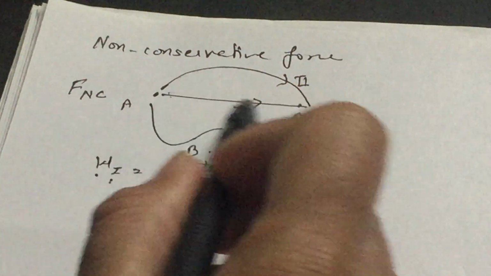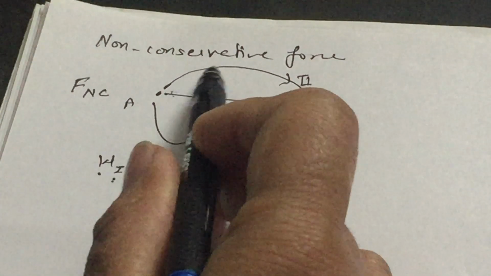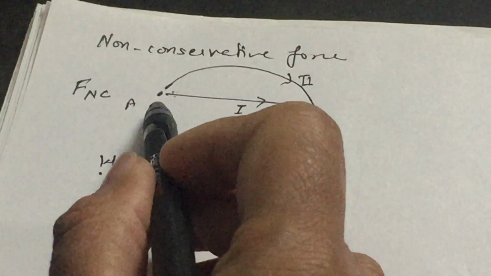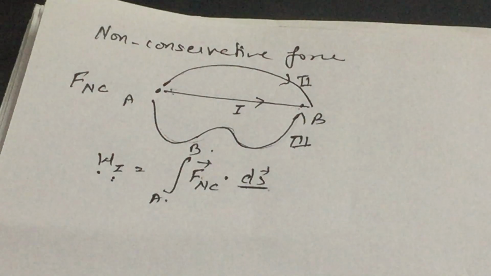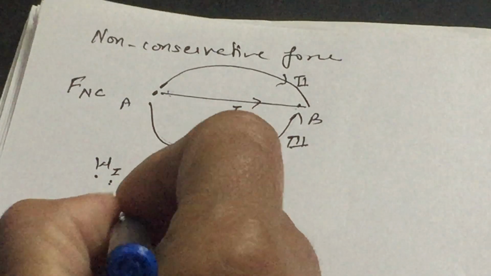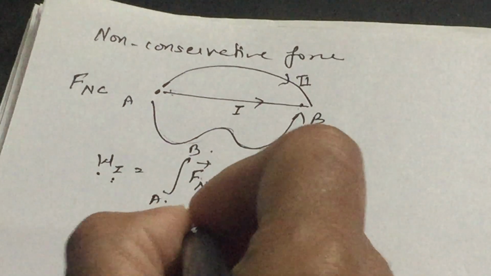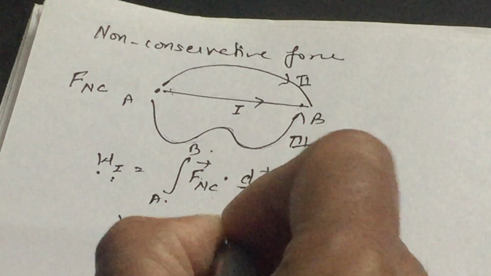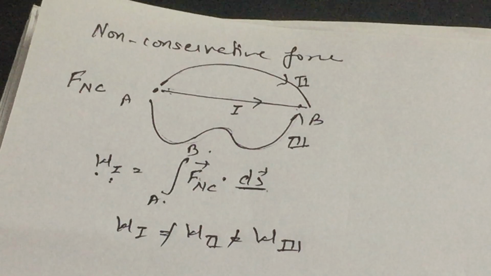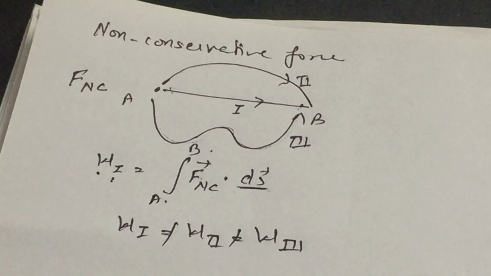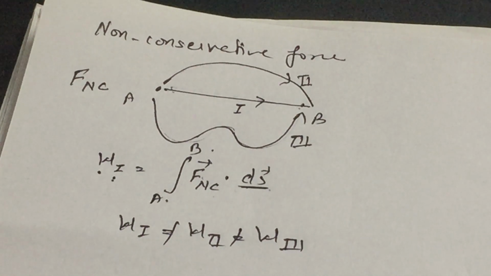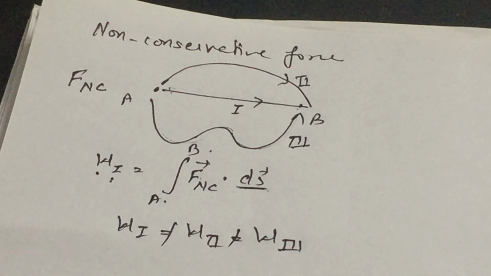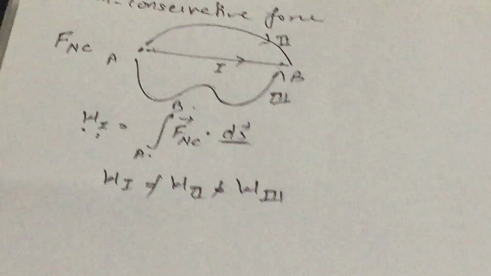In the first case, the path is the smallest one. In the second case, the path will be larger, and in the third case, it is the largest one. Here, the work done in all three cases depends upon the actual path followed by the body. The work done is not dependent upon the initial position and the final position.